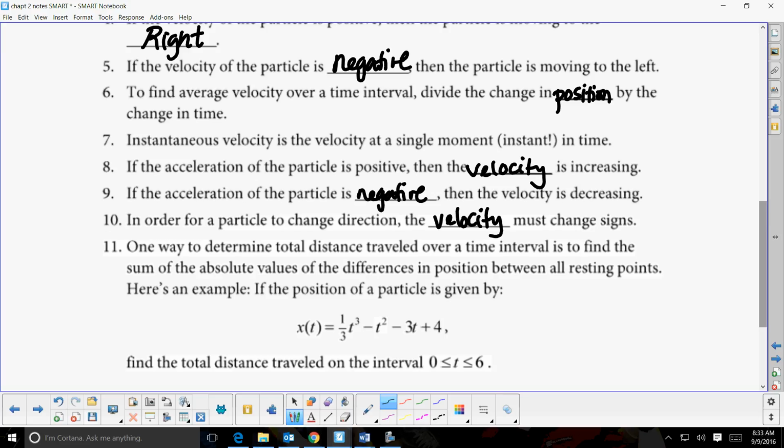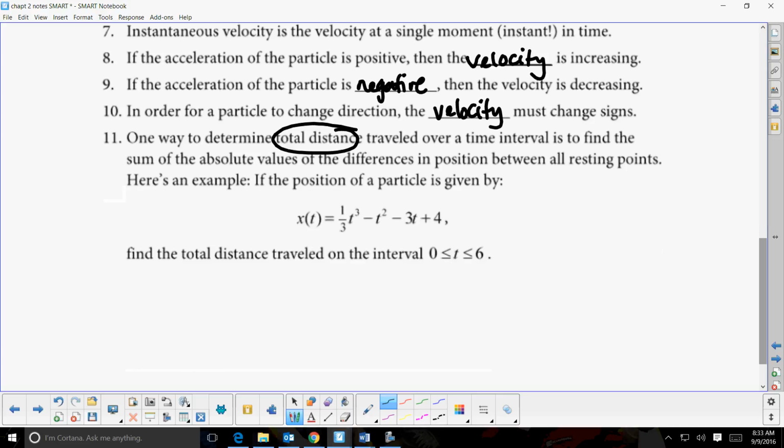Okay, so on number 11, now we're going to see this total distance, okay? So if you want to find the total distance, can we just do the end minus the beginning? No, because sometimes we may change places. Like I may be going negative or positive, and we said we got to see all those pieces. So on number 11 here, it says one way to determine total distance traveled over a time interval is to find the sum of all the absolute values of the differences in position between all resting points.